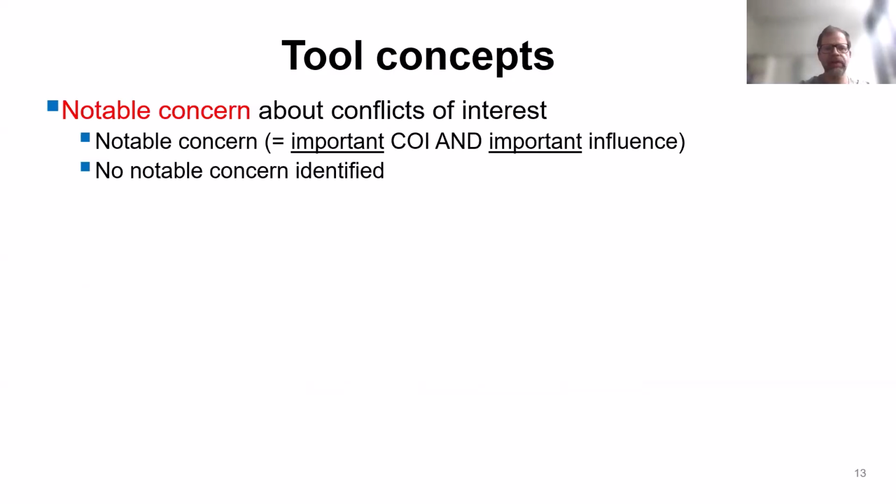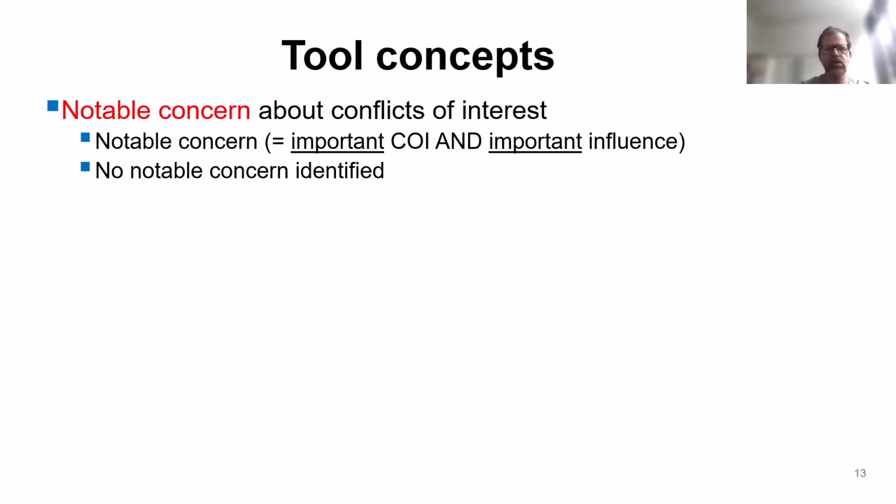One of the concepts, and the main concept you can say, is that the idea about the tool is, on trial level, to reach a decision whether you think there's notable concern about conflicts in a trial, or whether you think there's no notable concern identified. And identified should be emphasized because in some situations, you cannot be 100% sure that no conflicts of interest exist. It's just based on the best of your knowledge.